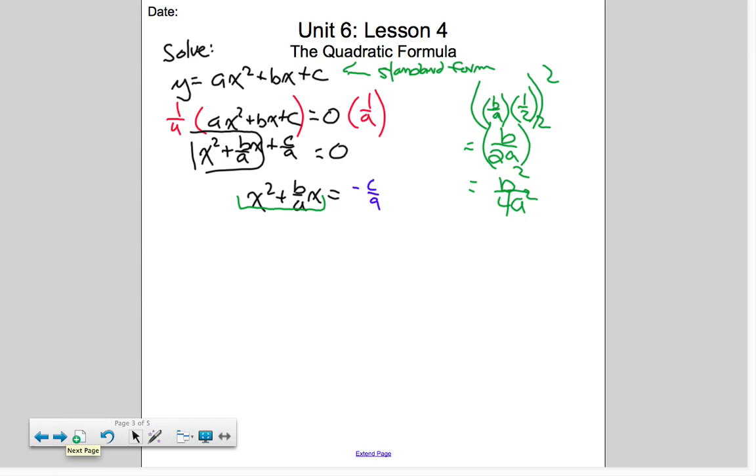So I have to add that to both sides now. So x squared plus b over a x plus b squared over 4a squared is equal to minus c over a. I need to add the same thing over here, plus b squared over 4a squared. Okay? You okay with that part so far? Any questions on that?